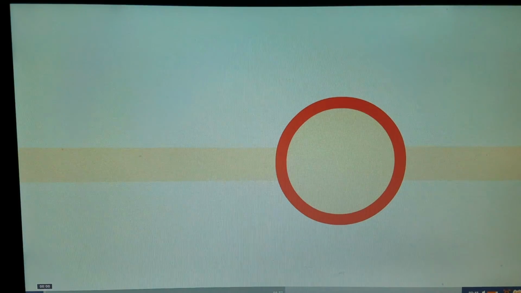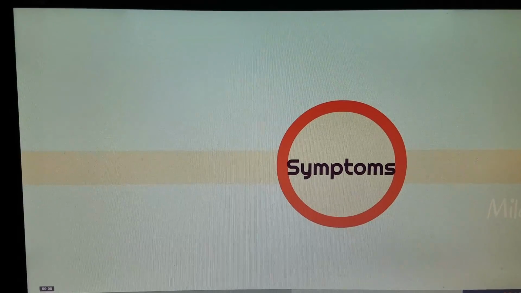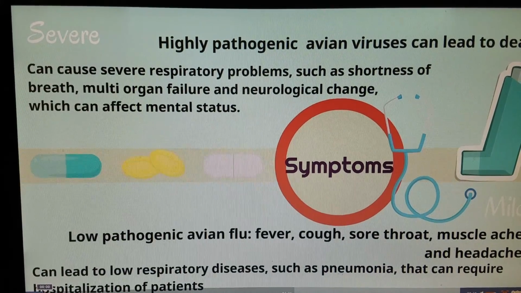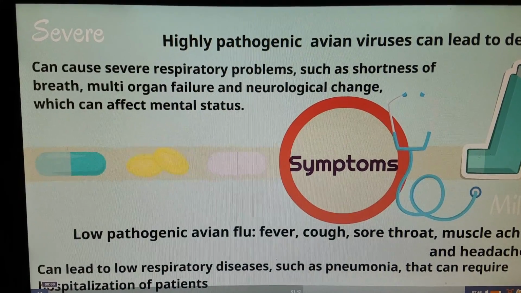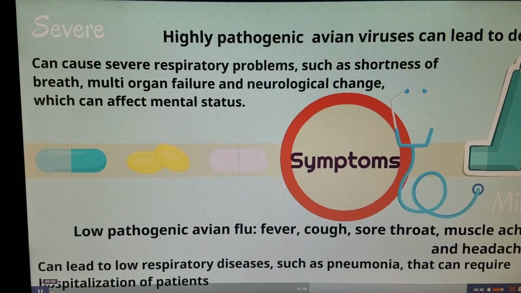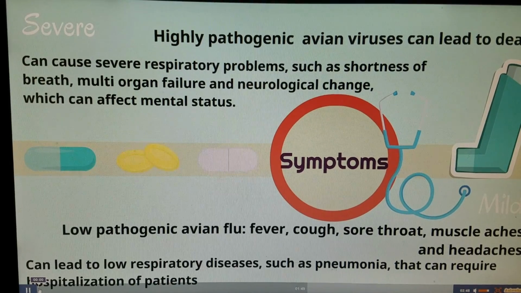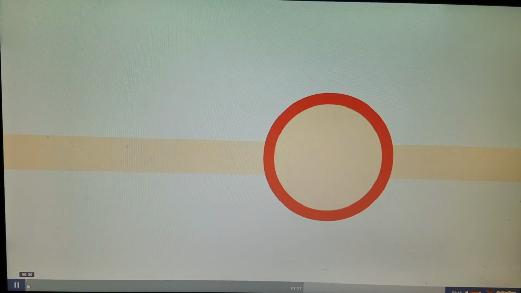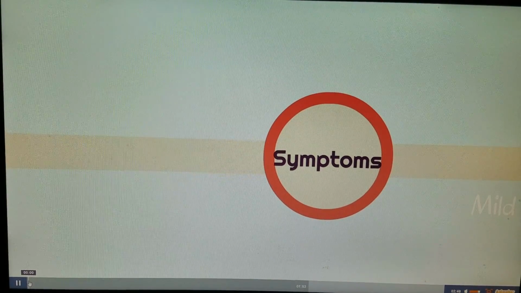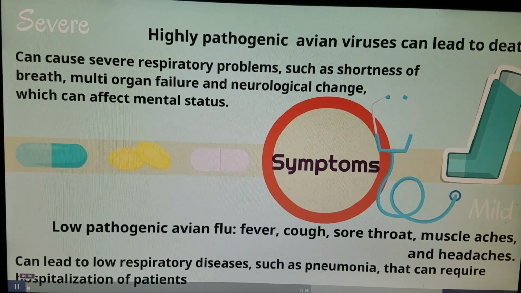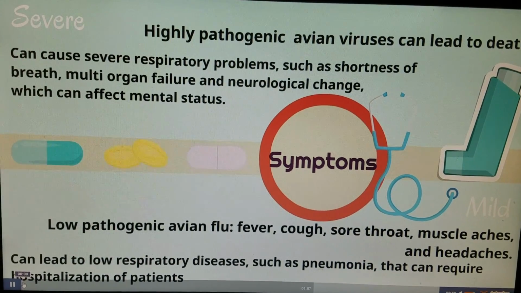In humans, the symptoms vary from mild to severe. Symptoms for the avian flu include fever, cough, sore throat, muscle ache, and headache, which lead to lower respiratory diseases such as pneumonia. Severe respiratory problems include difficulty breathing, shortness of breath, multi-organ failure, and neurological changes which lead to death.